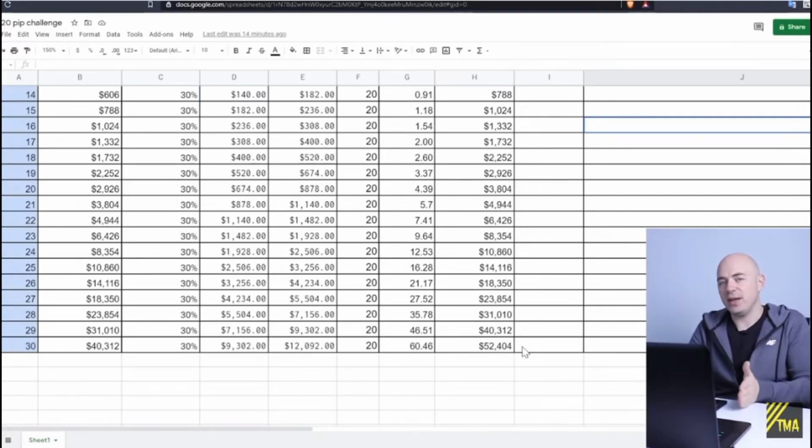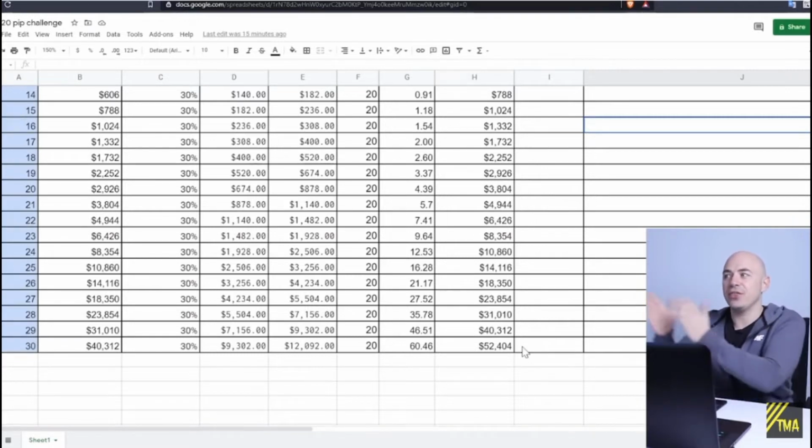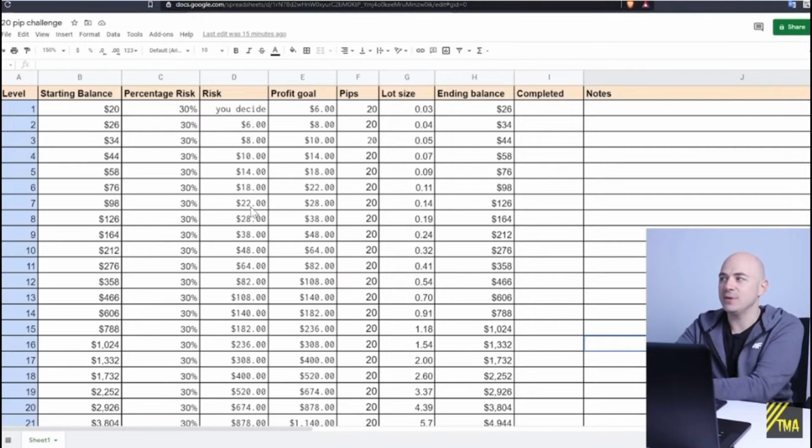Because the standard way of looking at trading is risking 1 to 2%. You're risking 30% per trade. So you can see here, I have these numbers adjusted. This is your profit goal, but this is where you want to limit your losses. So if you get to this point, you close the position and you go back one level. So say you're on level 7 on this, and then you do a trade and it fails, you only lose $22, bringing you back to level 6.